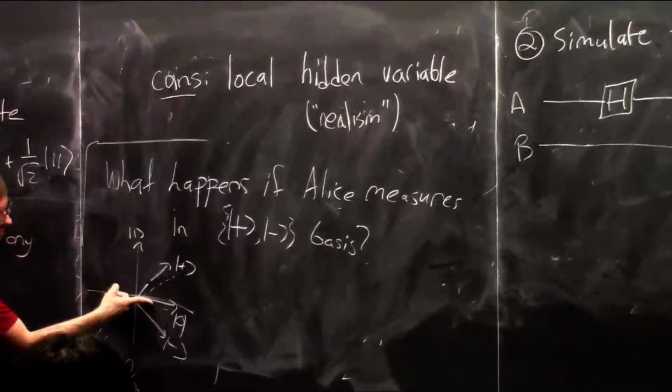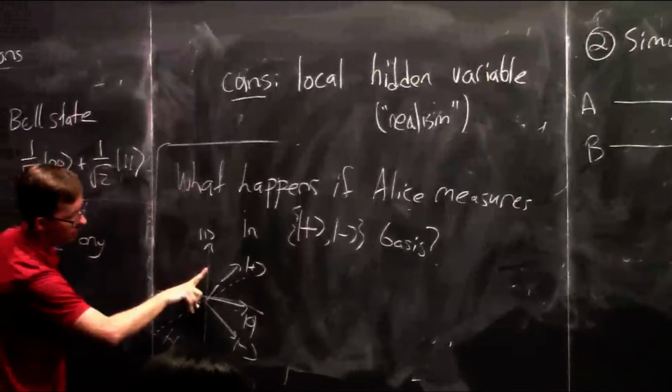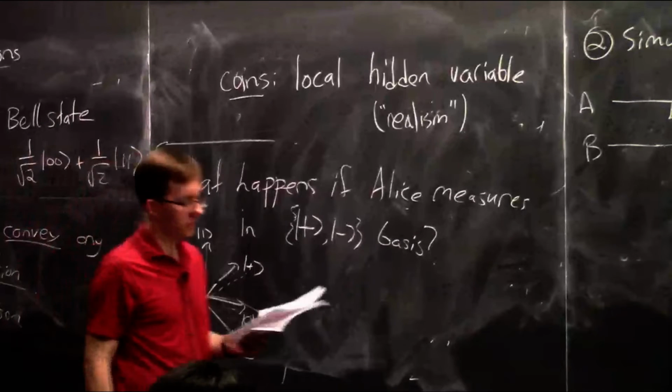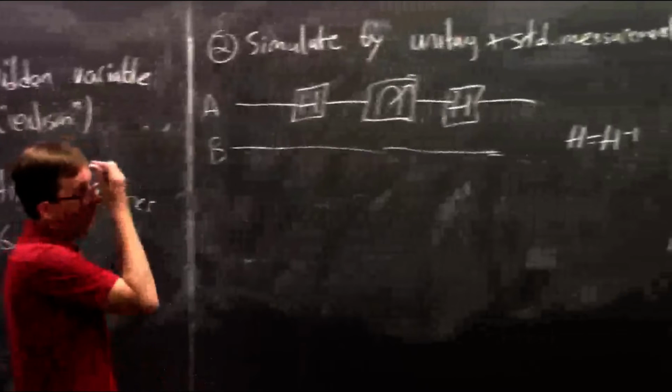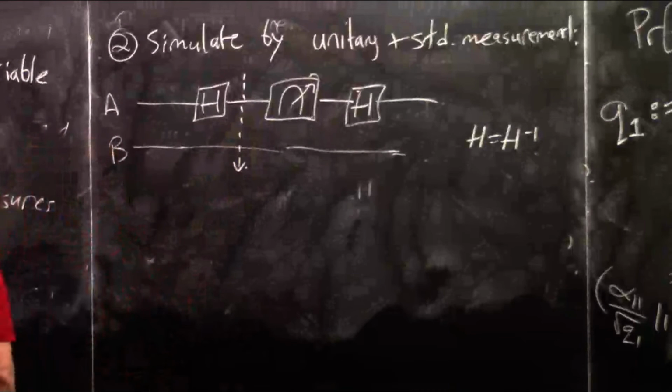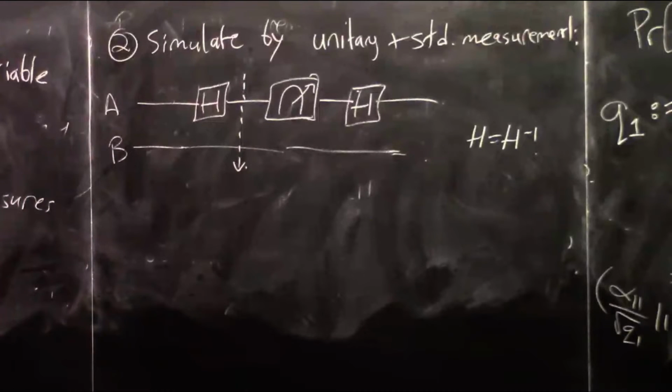Okay, so it takes plus to 0, and it takes 1 to minus. It's a reflection, so it's its own inverse. Okay, so let's work it out here. So what's the state here? This is the starting state, the Bell state.